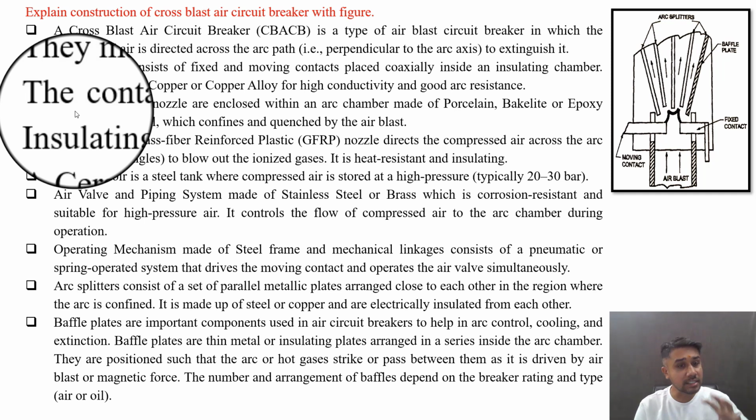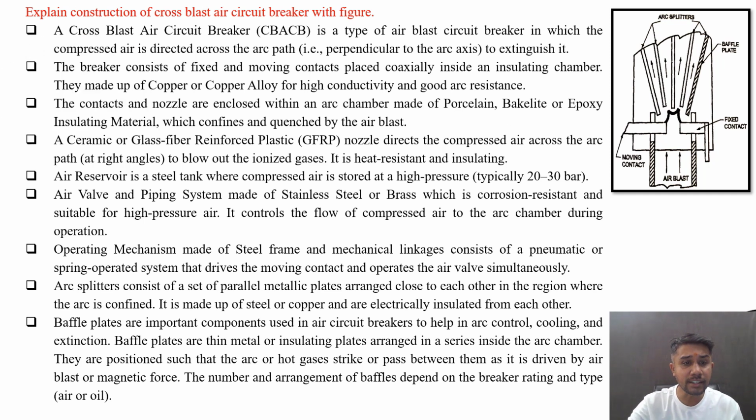Now the air reservoir is a steel tank where compressed air is stored at a high pressure, typically about 20 to 30 bar. The air valve and piping system are made of stainless steel or brass, which is corrosion resistant and suitable for a high pressure air system. It controls the flow of the compressed air to the arc chamber during the operation. Now the operating mechanism, made of steel frame and mechanical linkages, consists of a pneumatic or spring operated mechanism system that drives the moving contact and operates the air valve simultaneously.